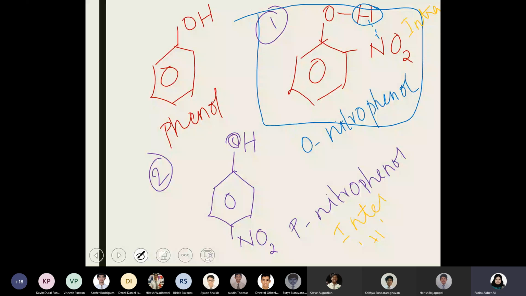So as a result, in para-nitro, intramolecular hydrogen bonding is not possible, but between two molecules there is a possibility, because hydrogen is there, nitrogen is there, all the conditions are there. So between the molecules, it is possible.